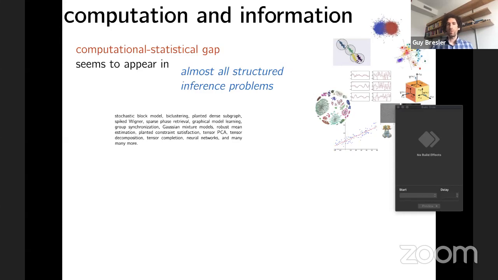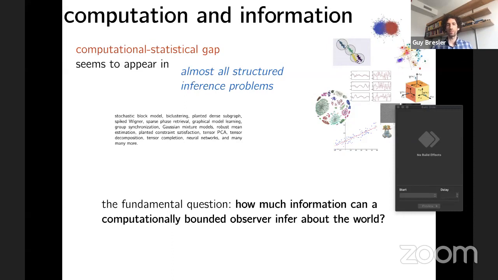Now, like I said a moment ago, there are many, many such problems, and pretty much all of them, these structured inference problems, seem to have a computational statistical gap, where the amount of data or the size of the signal that is needed in order to efficiently solve the problem is much higher than what is needed in principle, information theoretically, if one is not computationally limited. And so both from the philosophical and the practical side, it's crucial to understand how much information a computationally bounded observer can infer about the world.